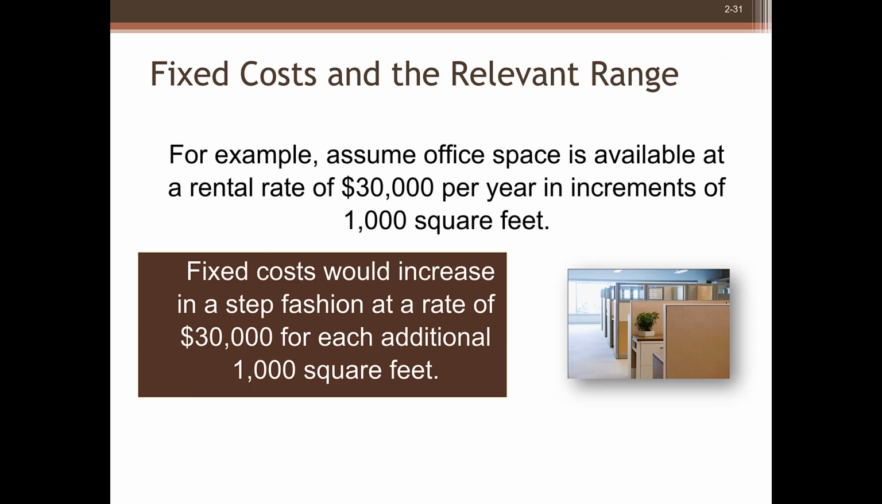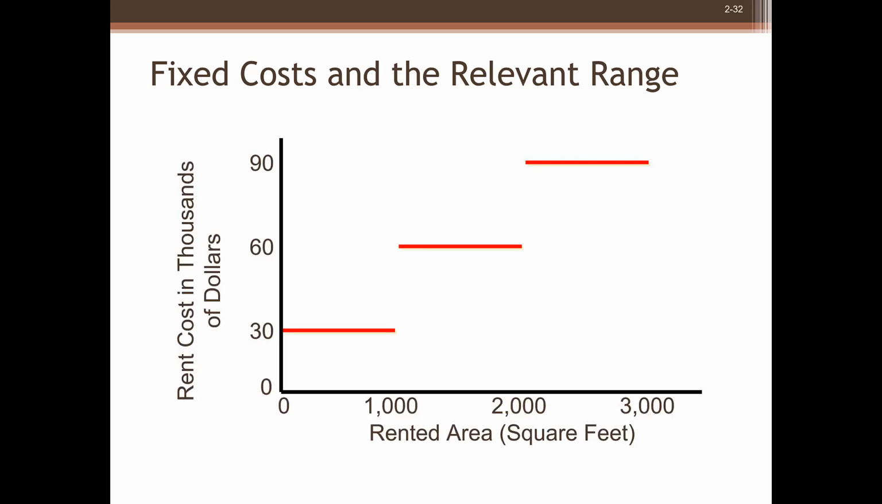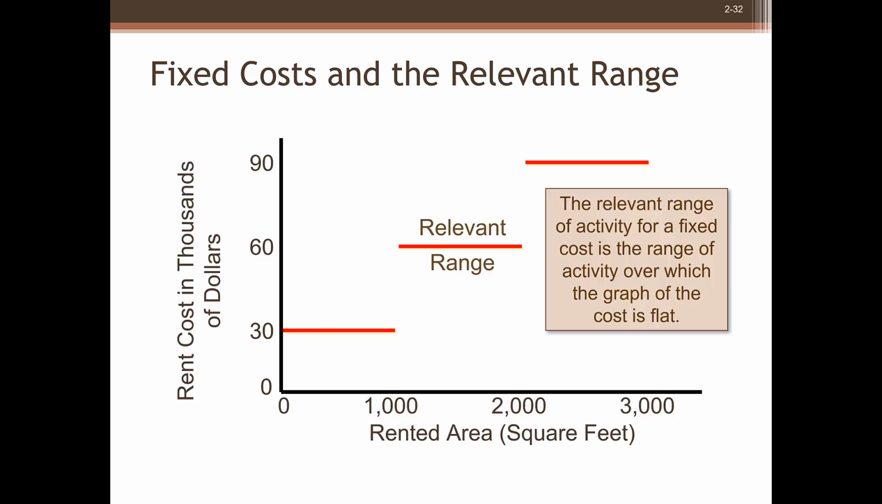Assume office space is available at a rental rate of $30,000 per year in increments of 1,000 square feet. Fixed costs would increase in a step fashion at a rate of $30,000 for each additional 1,000 square feet. If we draw the graph here, within relevant range, fixed costs increase in a step fashion at a rate of $30,000 for each additional increase of 1,000 square feet.